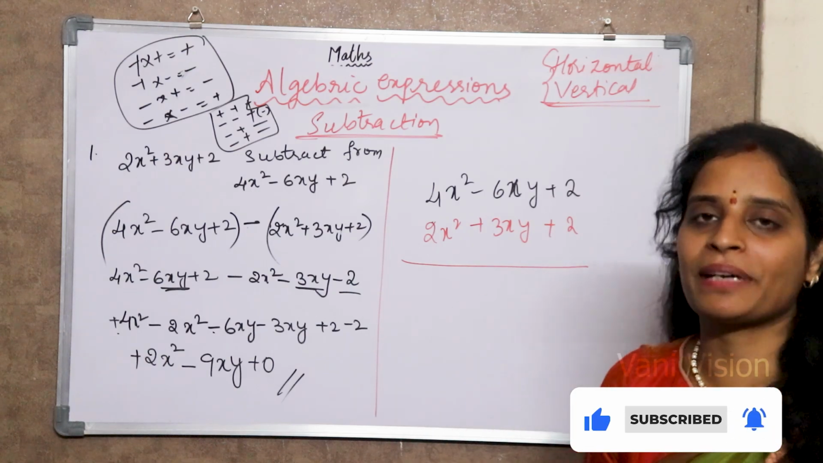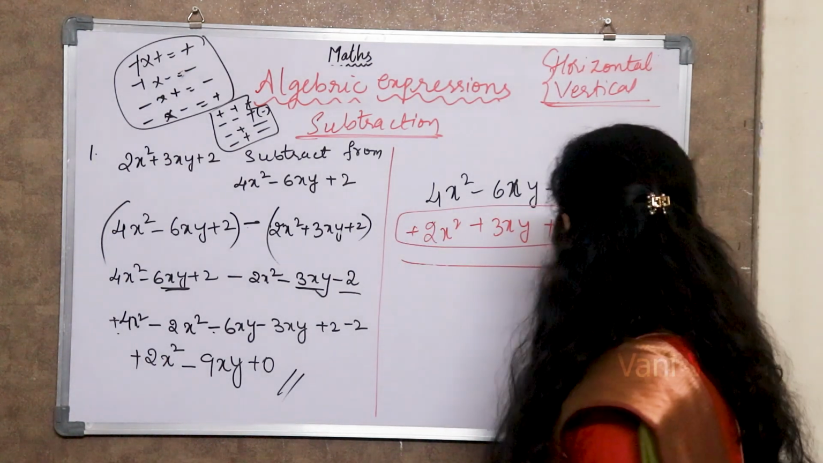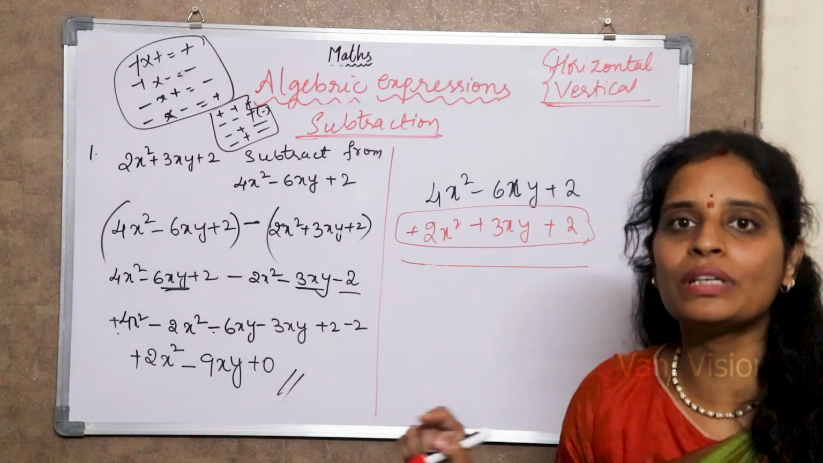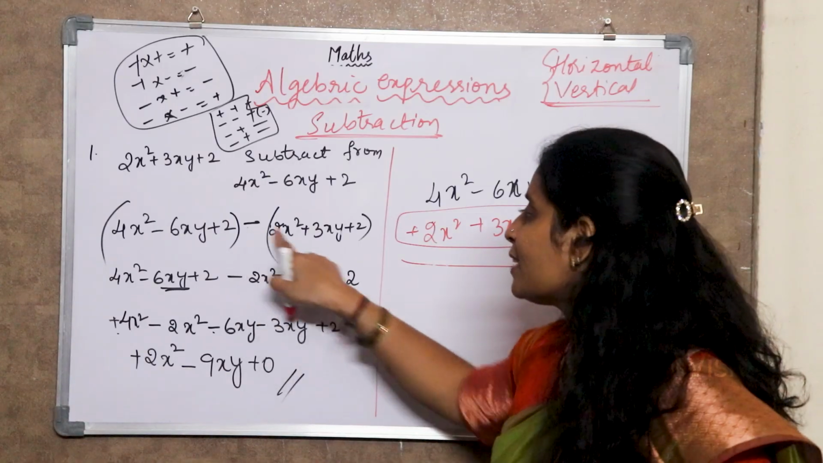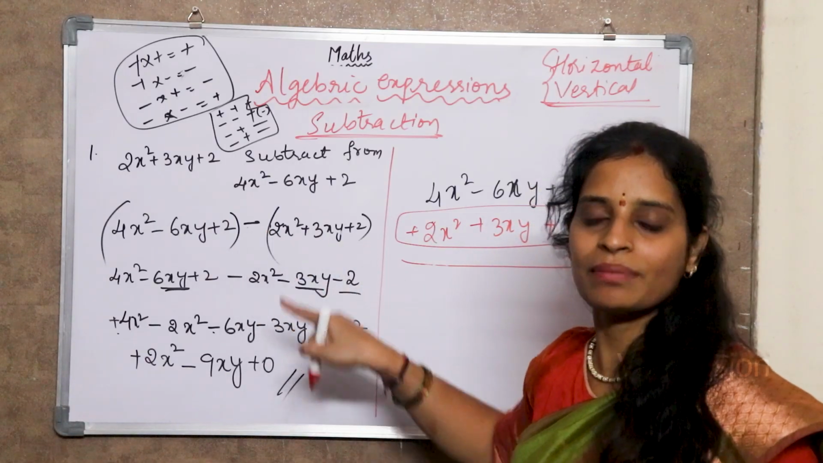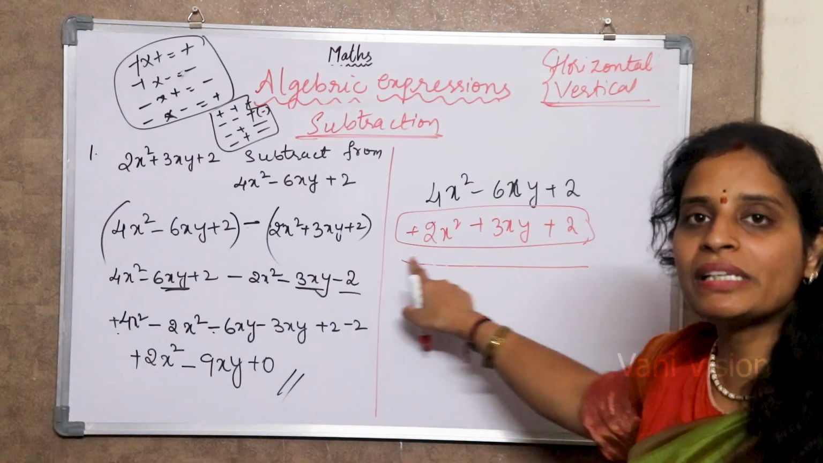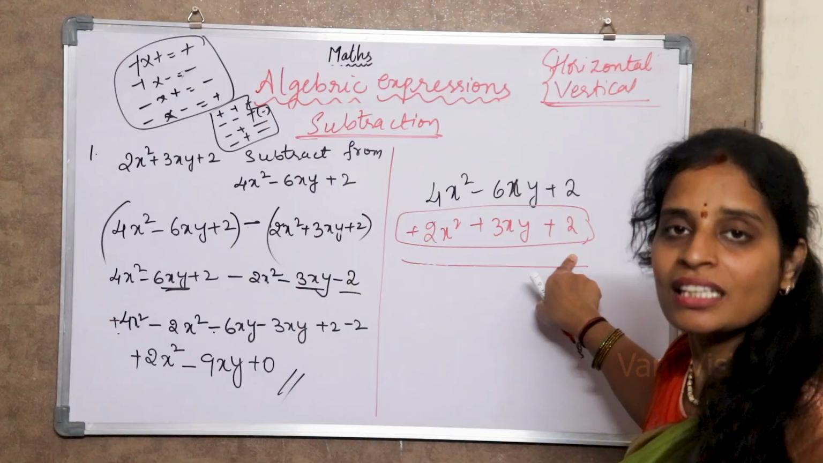But the rule in the subtraction is what? The down expression is there, right? Their signs should be changed in the subtraction. This is the rule number 1 in the vertical subtraction. Here we are subtracting, right? Horizontally we have the minus symbol. But what is the rule here? Whatever the symbols are there for the second expression should be changed.